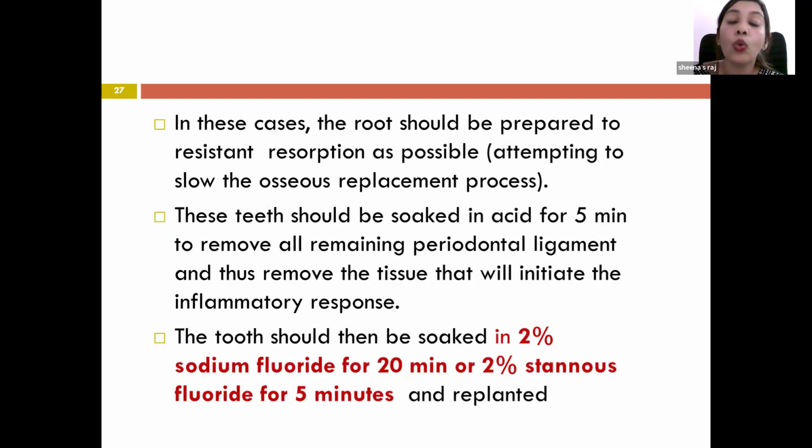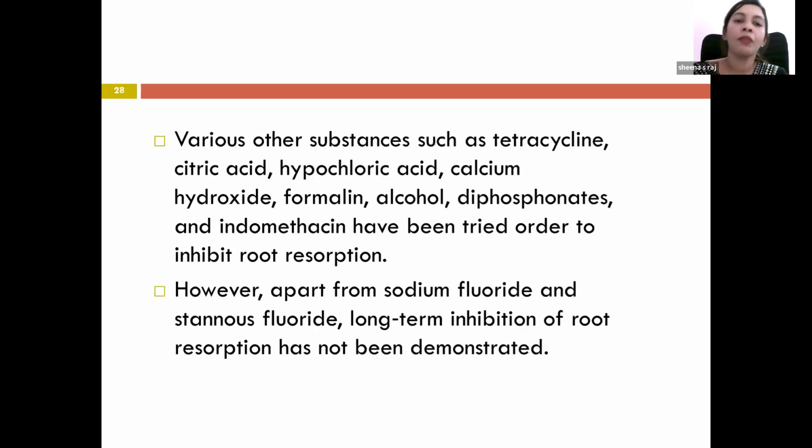Similarly, the tooth should be soaked in 2% sodium fluoride for 20 minutes or 2% stannous fluoride for 5 minutes. That is very important. Then only replant, because as I told, the entire periodontal ligament cells have been destroyed. So we have to remove the necrotic pulp, and the PDL should get into attachment with the tooth surface. That is very important. Along with stannous or sodium fluoride, we can use tetracycline, citric acid, hypochlorous acid, in very small amounts, to inhibit resorption.